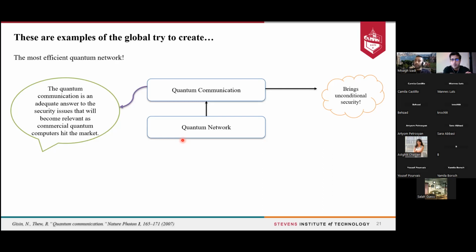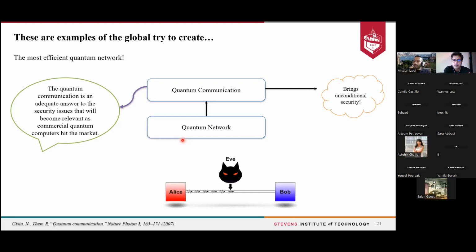Once you have this quantum computer, classical communication cannot bring you security anymore because you would be able to break any kind of secret message. And it poses a kind of security threat. So what you have to do is use quantum communication, because it brings you unconditional security. But how?